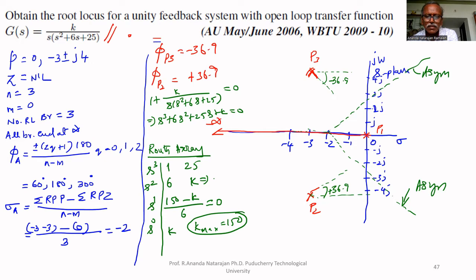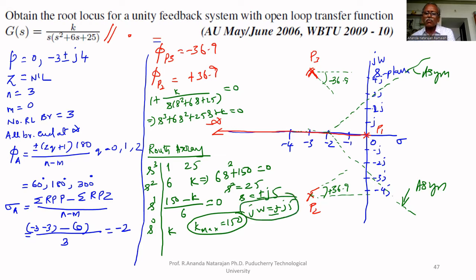Substitute in this, we will get 6s square plus 150 equal to 0, or s square equal to minus 25, s equal to plus or minus j5, or j omega equal to plus or minus j5. Therefore, omega equal to 5. So they are meeting here at j5, and they are meeting at minus j5.